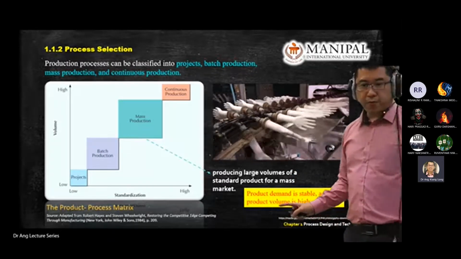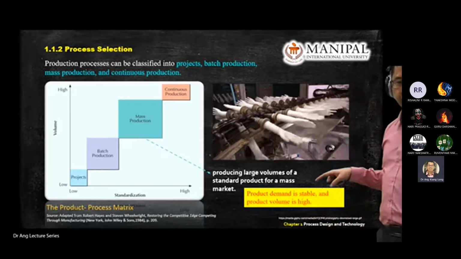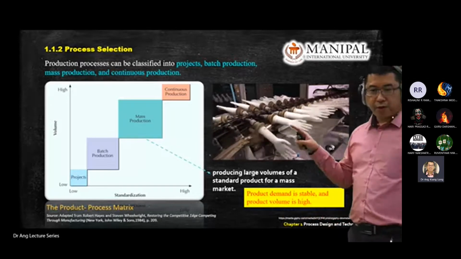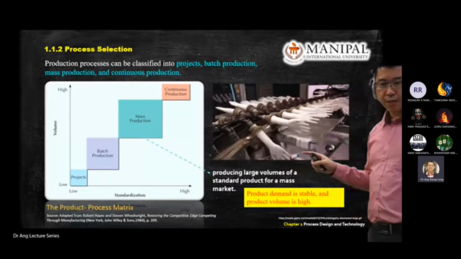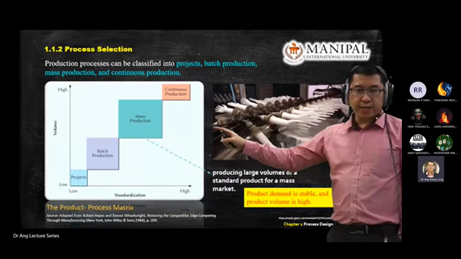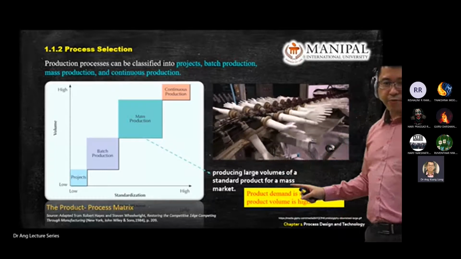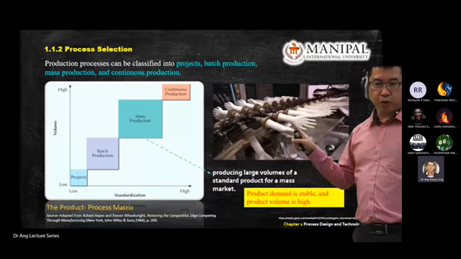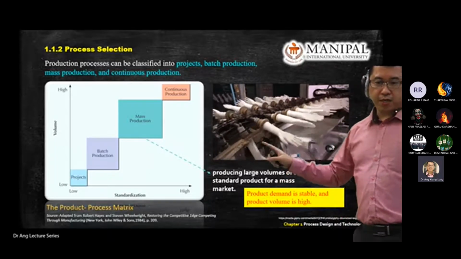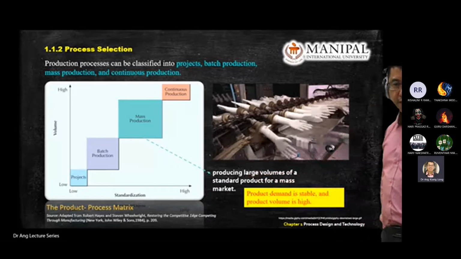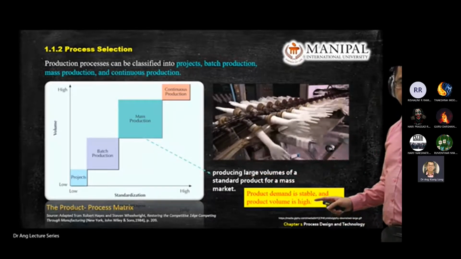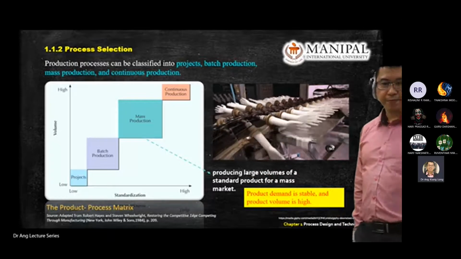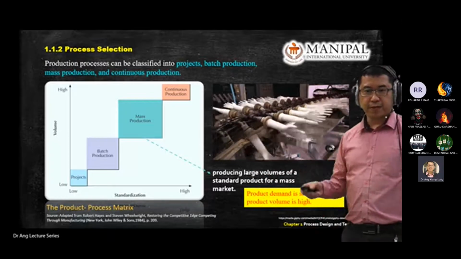And product volume is high. So this is the criteria that you can think of. What are the examples of mass production, or production processes that fall under mass production, that give you large volume and only produce single products? And the demand is high, volume is high, demand is stable. Try to think about it.